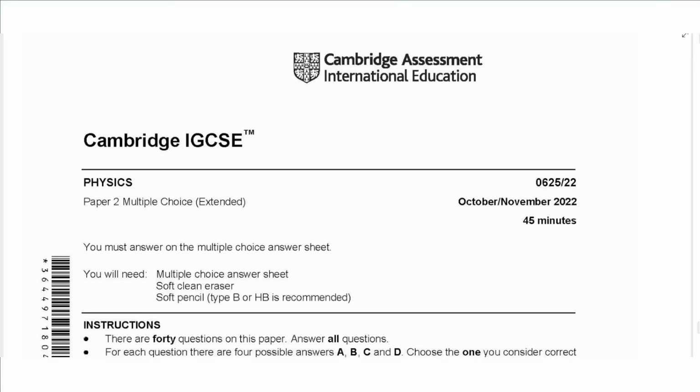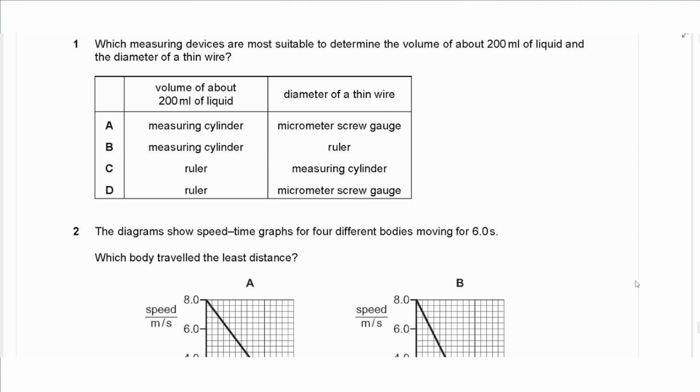In this video I will be solving the paper 2 exam for October-November 2022 variant 2. So let's get started. Question 1 says which measuring devices are most suitable to determine the volume of about 200 milliliters of liquid and the diameter of a thin wire. So for 200 milliliters of liquid we can use a measuring cylinder, and for the small diameter we use the most accurate device we have in the syllabus, which is a micrometer. So the answer is A.